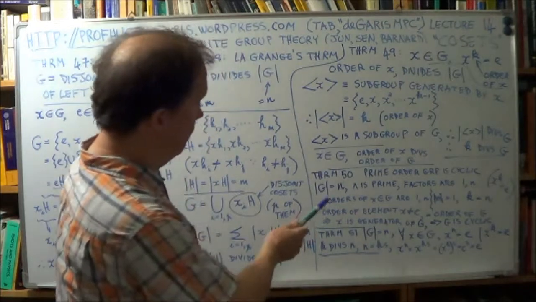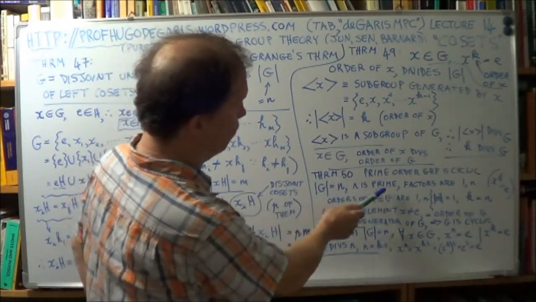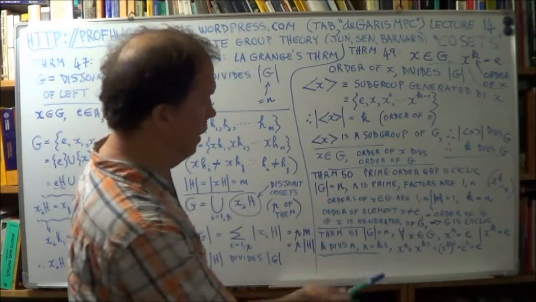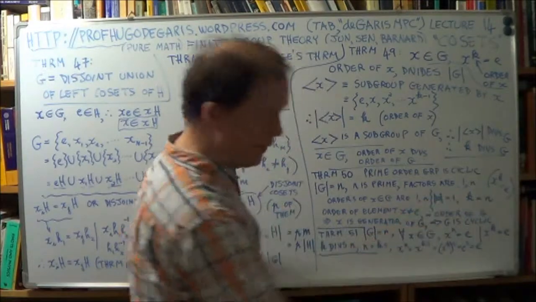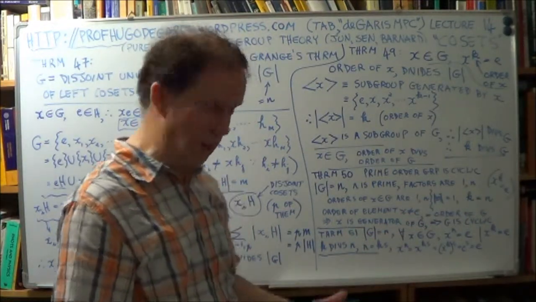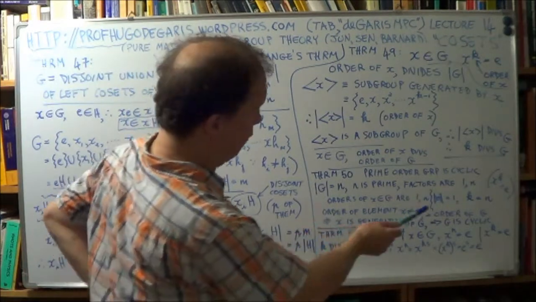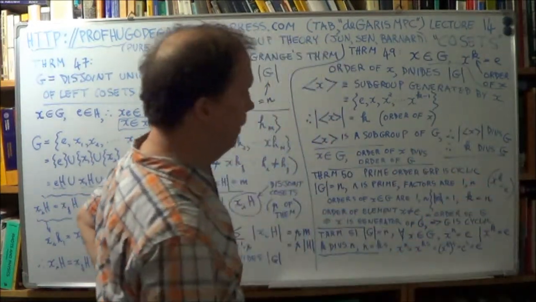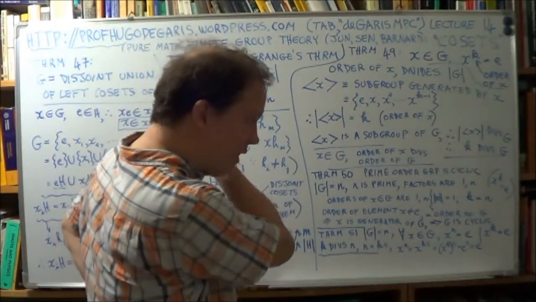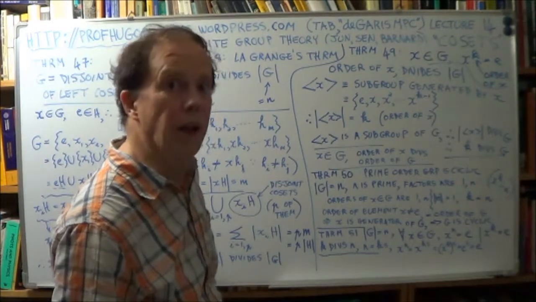Okay, so the order of your group is n, and let's assume n is a prime number. N is prime, so the only factors that n will have are 1 and itself. By definition, it's a prime number. Now, what subgroups does it have? Using this, what subgroup has order 1?